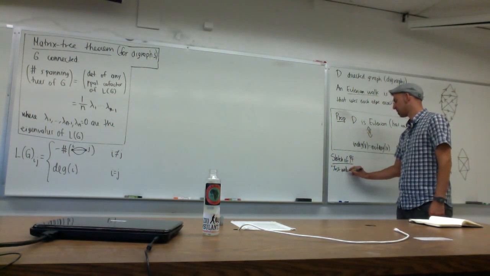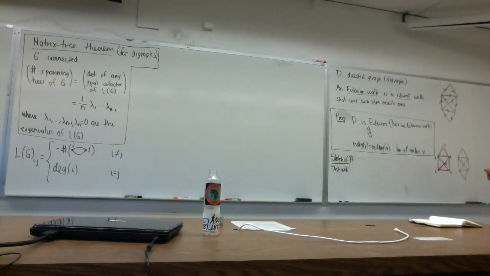I have a question. Yeah. So the one that we drew on the red one, that one doesn't have an Eulerian walk, right? Because it's not closed. But all the degrees are... Oh wait, never mind. So the trouble with this is that it's not directed, right? Yeah.